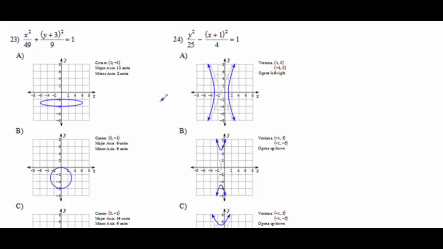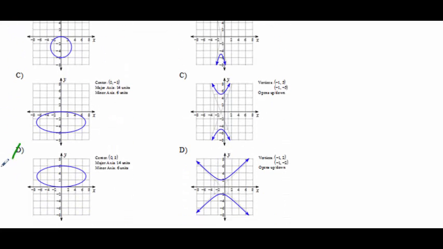23. Look at all your answer choices. What's different about one of our answer choices? Okay, one's a circle. Do we think this should be a circle? No, so it's not B. What's different about another answer choice? One of them is really flat, and then the center of one of them is different. So should the center be at 0, negative 3 or 0, positive 3? 0, negative 3. So D can't be it. It has the wrong center.